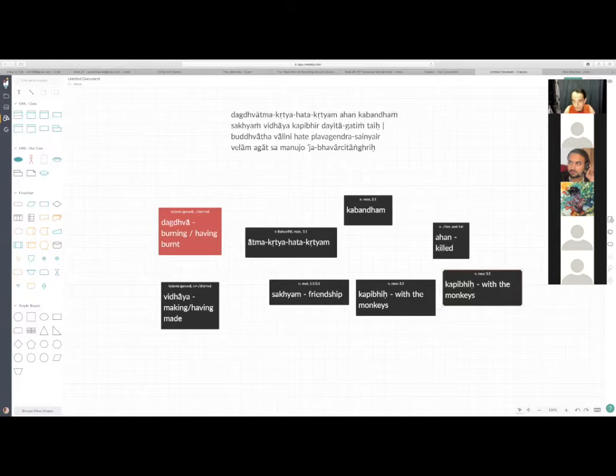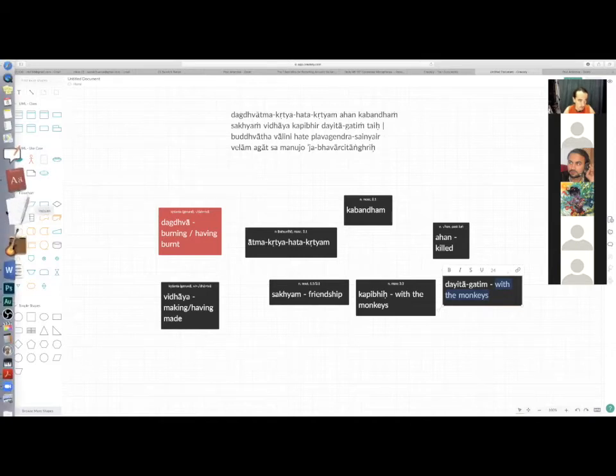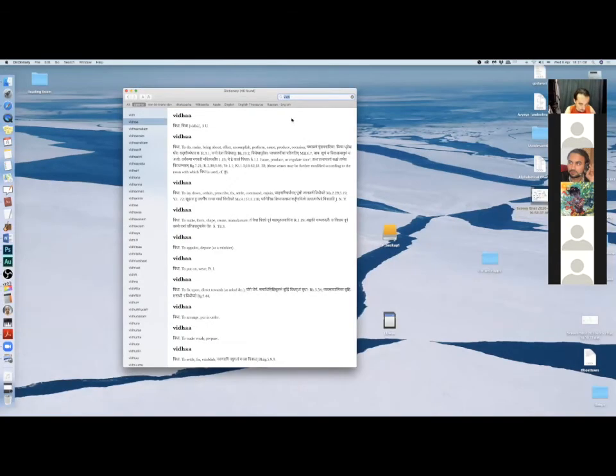Next, dayita gatim. Gatim. Okay, so gati means movement, or as we had it in the previous verse, destiny or fate. Or it can mean situation also. It's all extended meaning, even the path. It can refer to the path. So let's take it as a path here. So gati has quite a large array of meanings. So let's see.